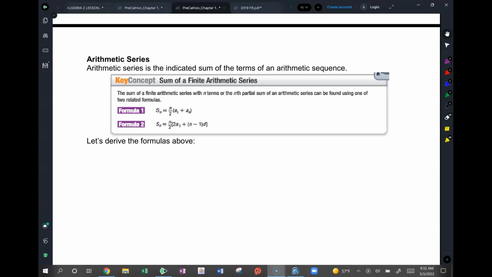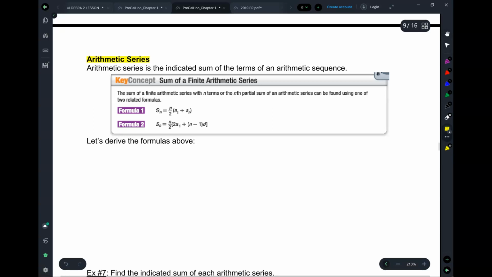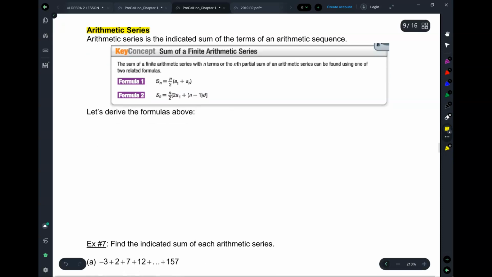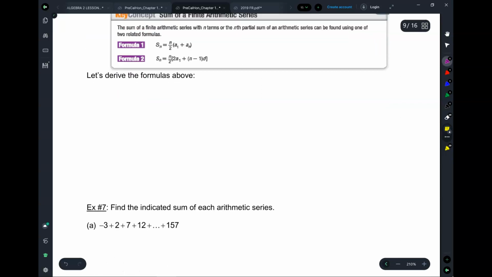Okay, so last time we talked about arithmetic sequences, right? And we said those were sequences where you basically add the same constant to each term to get the next term. Okay, what about an arithmetic series? So remember, when you switch to series, now you take your sequence and you're going to add all of those and find the sum, okay? Well, there are two formulas for this, and we're actually going to derive these formulas, okay?